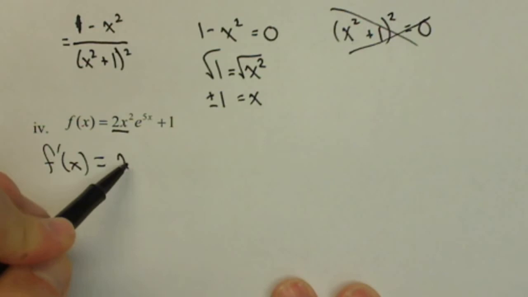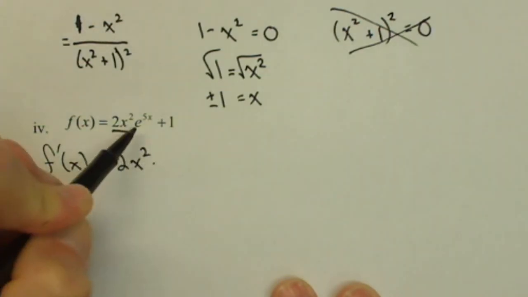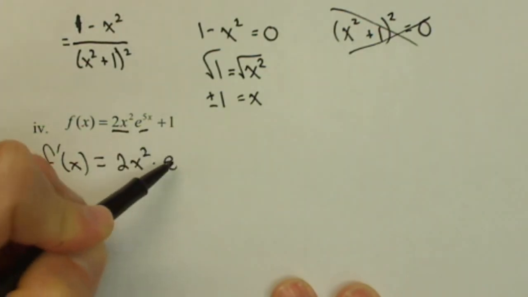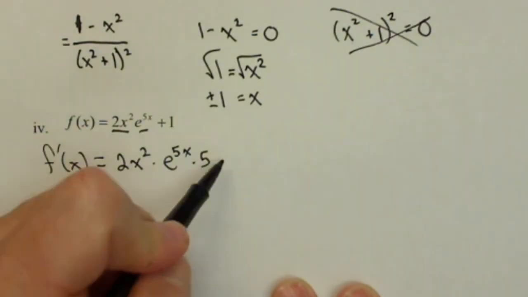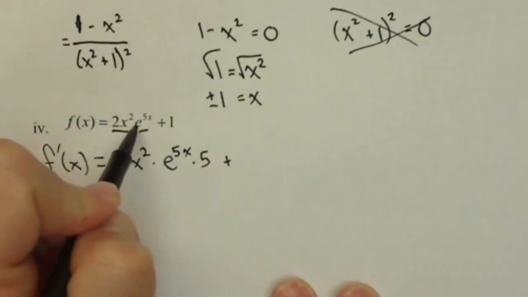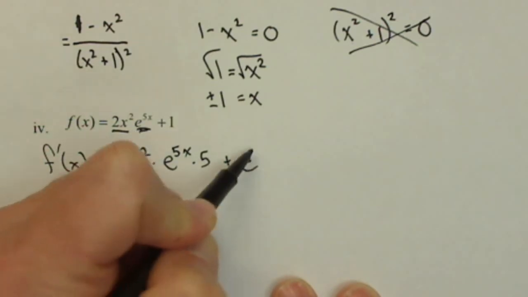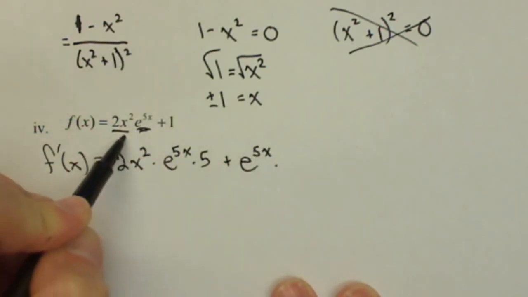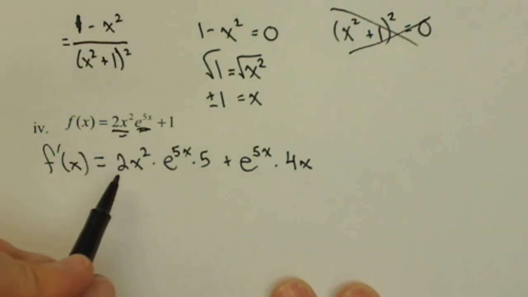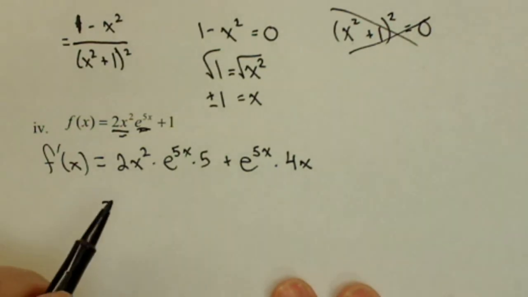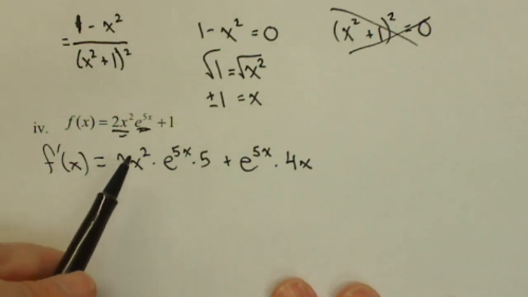So maybe I hold this part constant, so 2x squared times the derivative of e to the 5x, which is e to the 5x times 5, because it's a chain rule, plus, now holding this part constant, e to the 5x times the derivative of 2x squared, which is 4x, and there's my derivative. Now, to make things easier to deal with, I'm going to factor as much as possible.